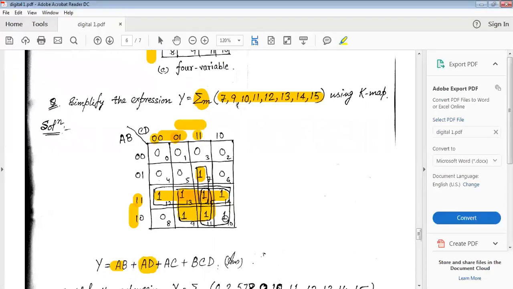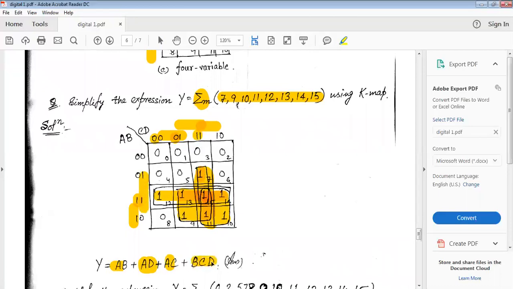Then another 4 ones are there. So again, A is not varying and C is not varying in that particular case. So it becomes AC. And finally, this one is left alone. But I can take these two as a pair, since the maximum number of 1s has to be a power of 2. So CD is not varying here, that is 1, 1, and B is not varying and the value is 1, so it becomes BCD.